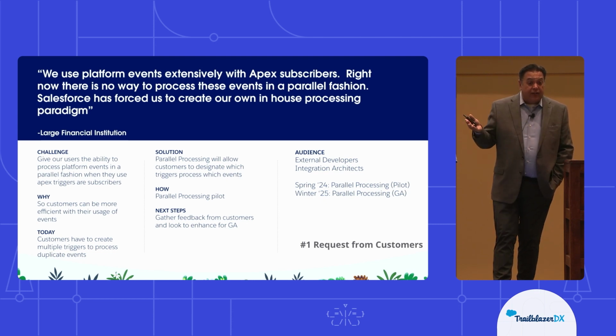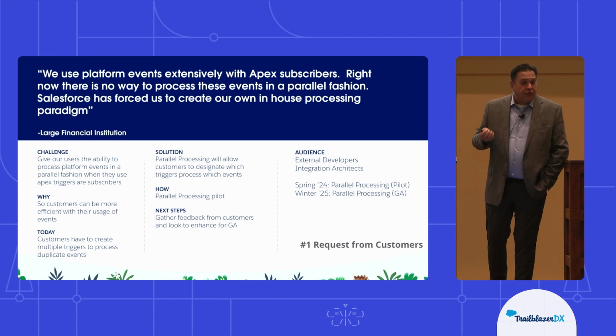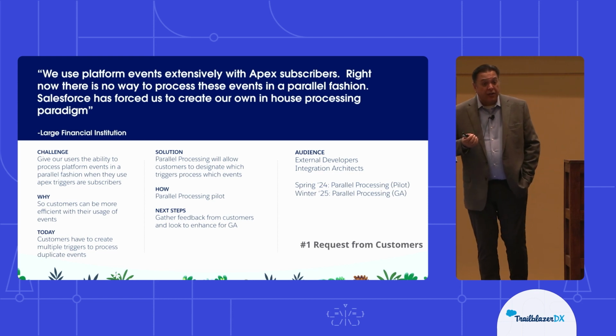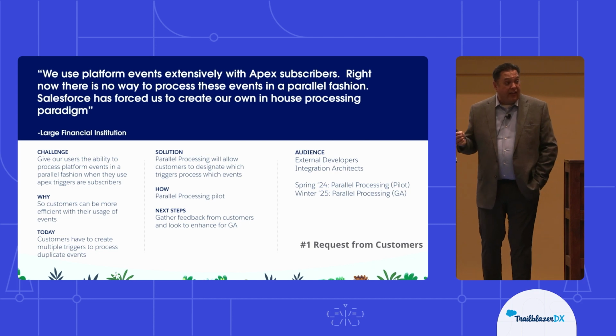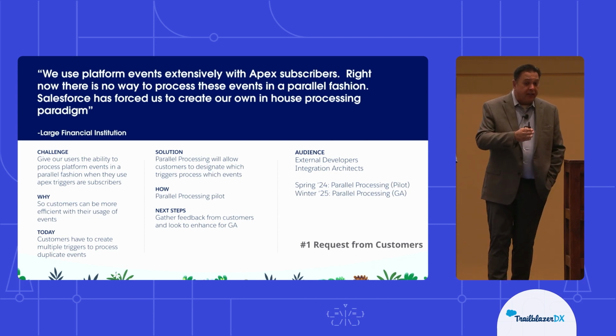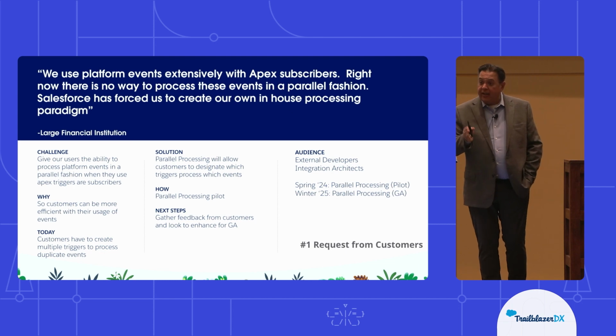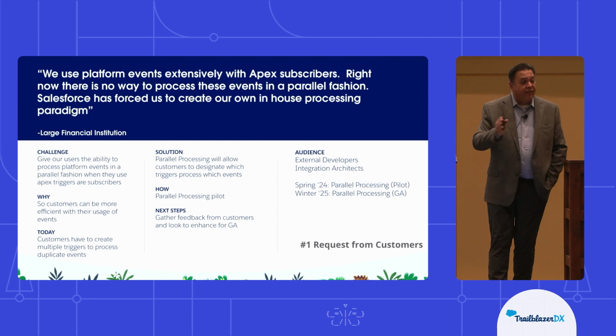If I have 10 triggers, each trigger is getting every event. Help me do that. So we came out with this new process of parallel processing. So now you can have multiple triggers processing events, but every trigger is not going to get every event. So trigger ABC might get events 1, 2, and 3. Triggers DEF might get events 4, 5, and 6, and so on. So they're only going to process the events they get.